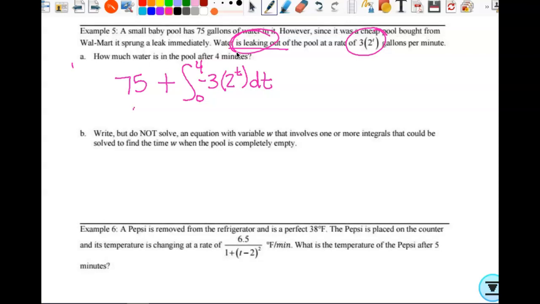All right, look at B. Write but do not solve. So really what you should get in the end is 10.079. You can't have negative gallons. I'm sorry, that doesn't work that way. Yeah, 10.079.